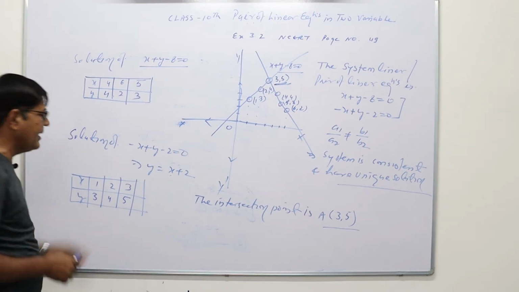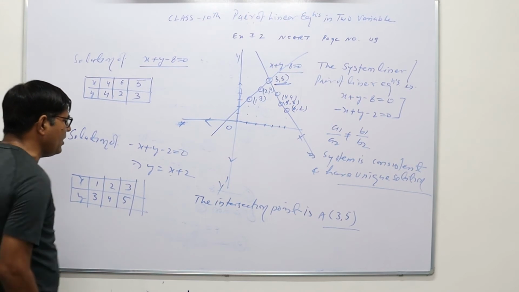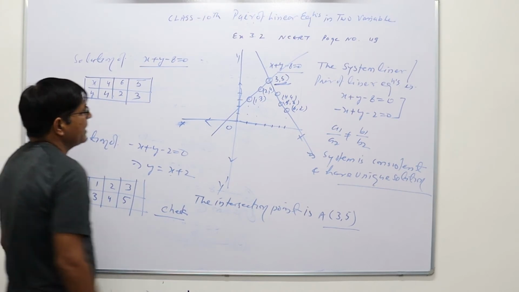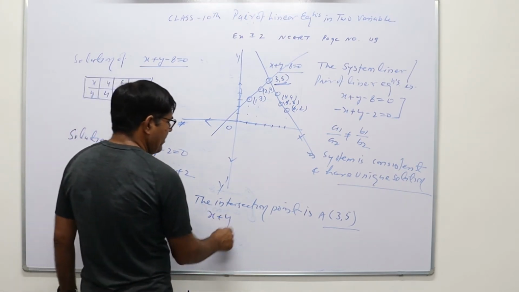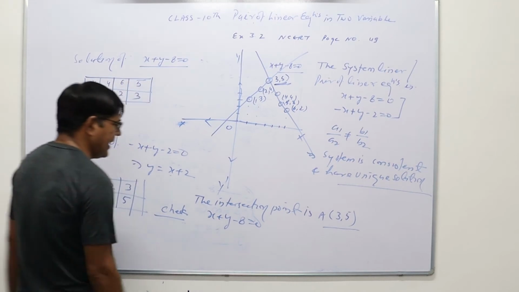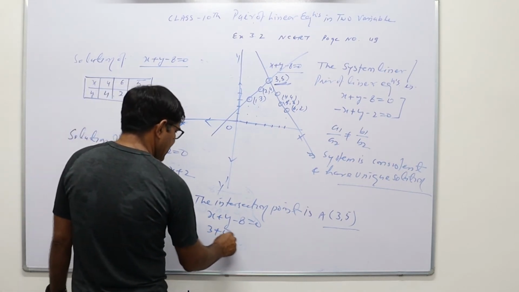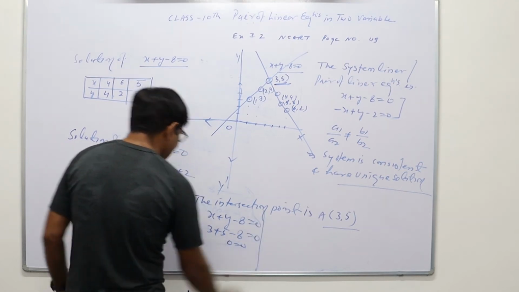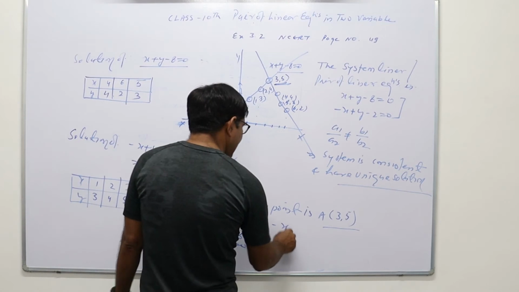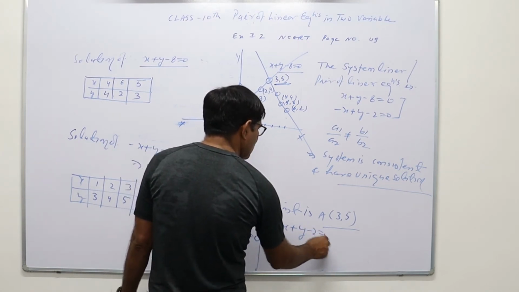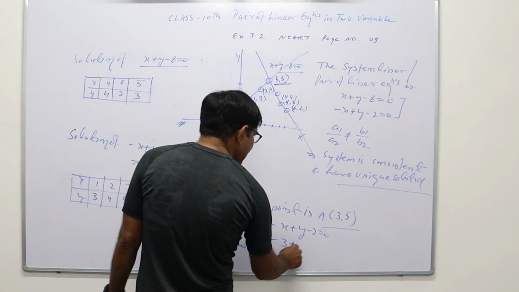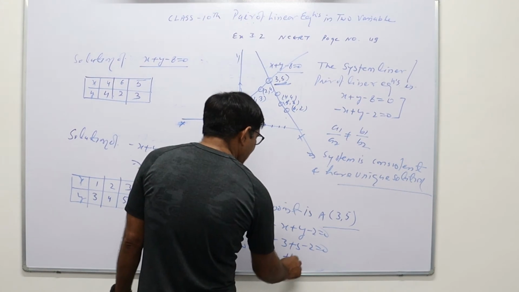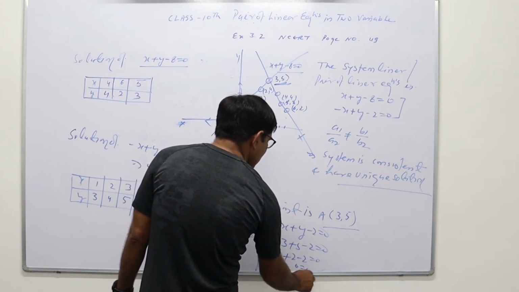Now to check whether this solution is correct or not, how will we check? The first equation is x + y - 8 is equal to 0. So put x is equal to 3, y is equal to 5. So 3 + 5 - 8 equals 0. So this is satisfied. Similarly, the second equation -x + y - 2 is equal to 0. So this will be -3 + 5 - 2 is equal to 0.